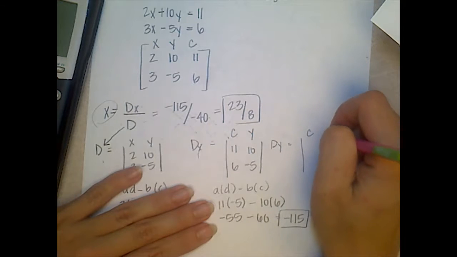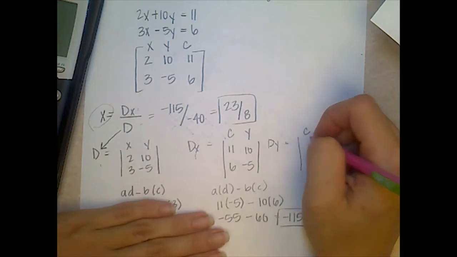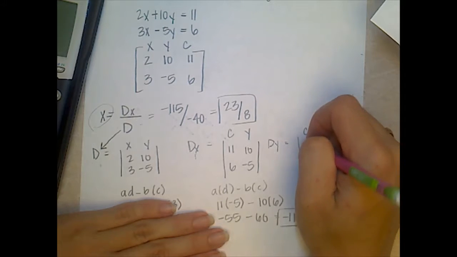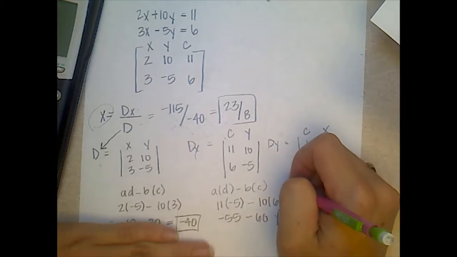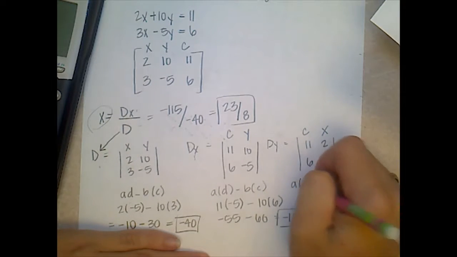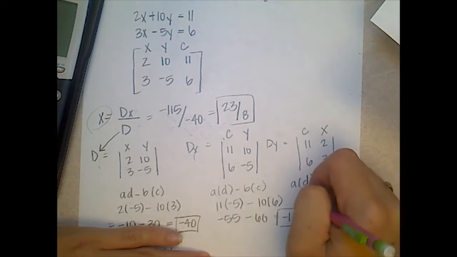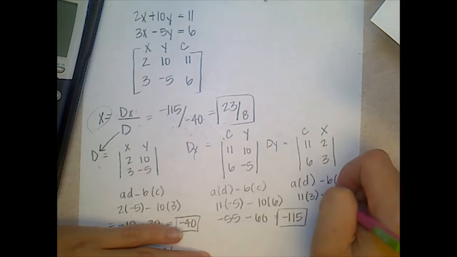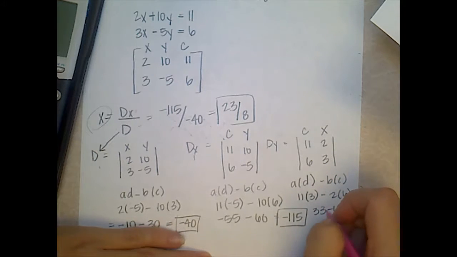It doesn't matter which one you put first, it will turn out the same. So your constant column is 11 and 6, your x column is 2 and 3. Remember again, AD minus BC, 11 times 3 minus 2 times 6, 33 minus 12.